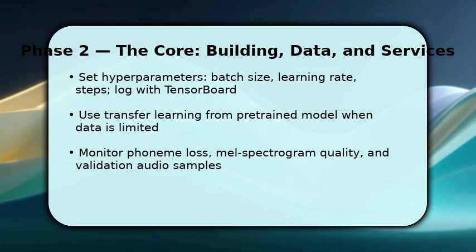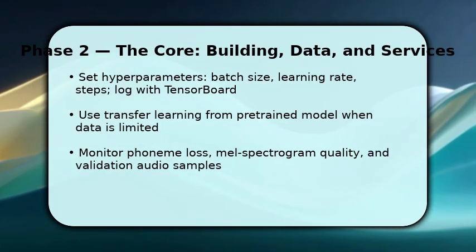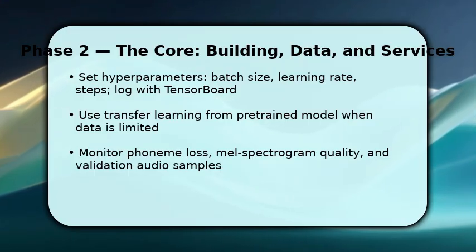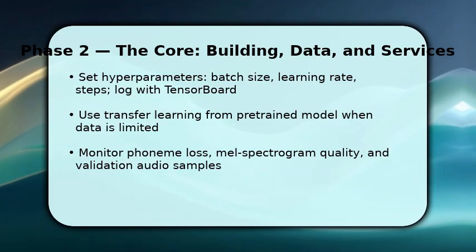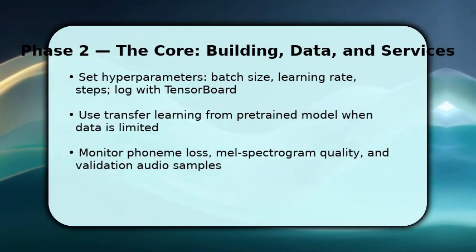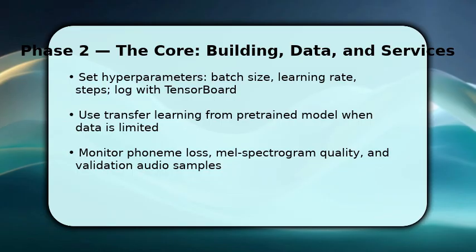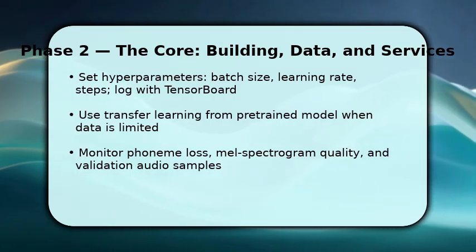You now train and fine-tune. Begin with a pre-trained checkpoint if you have less than 10 hours. This speeds convergence and preserves prosody. Configure batch size and learning rate, then run training in stages. Initial MEL spectrogram prediction, then vocoder training.